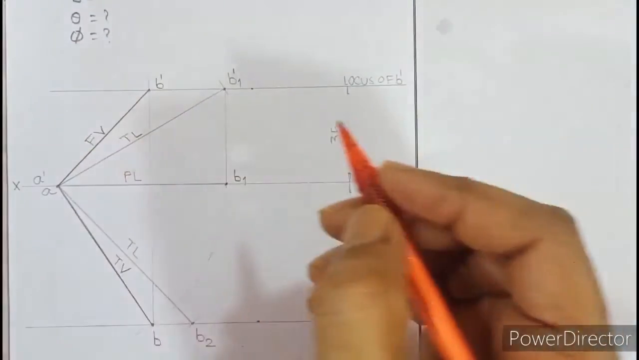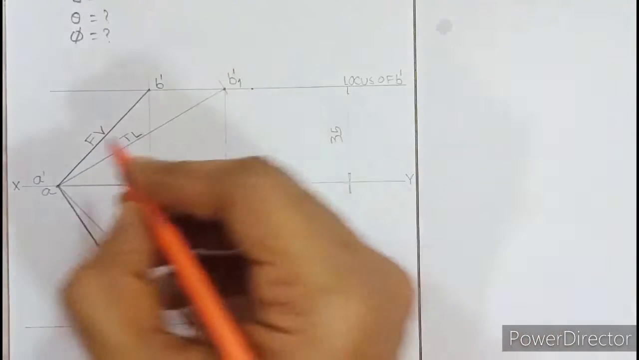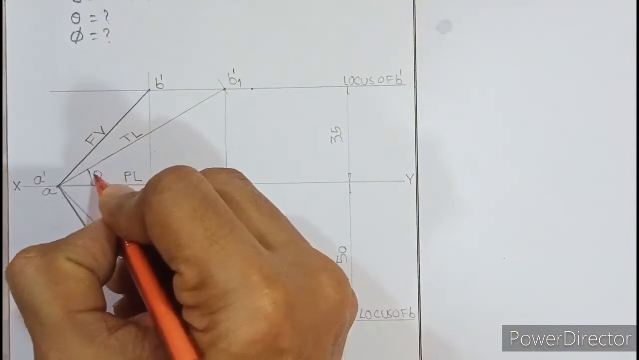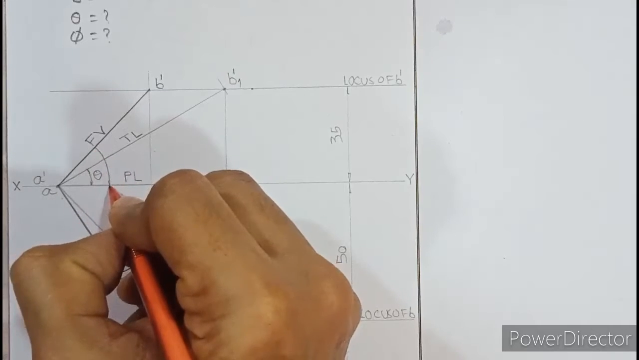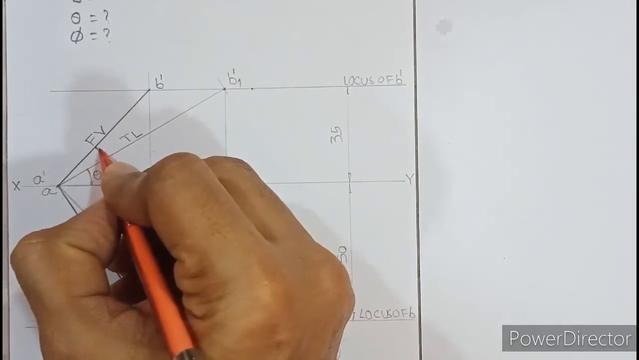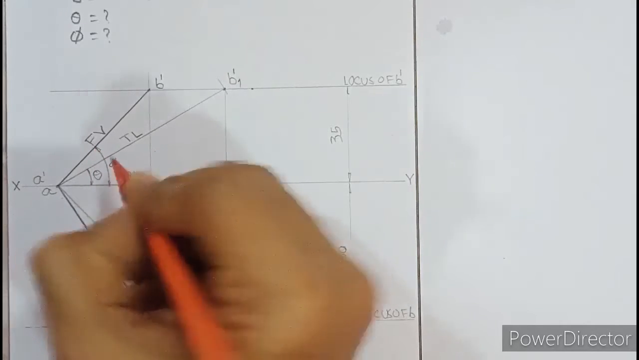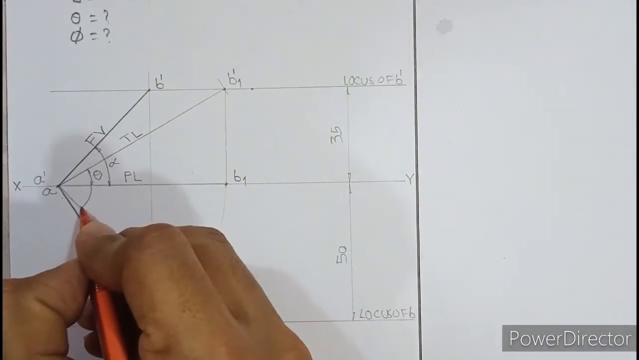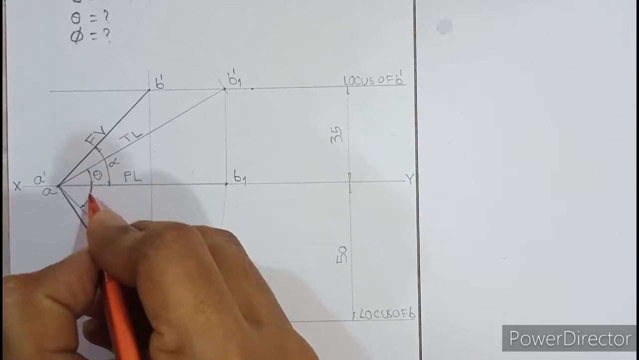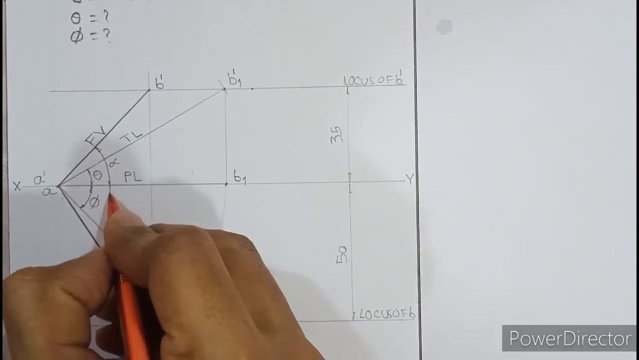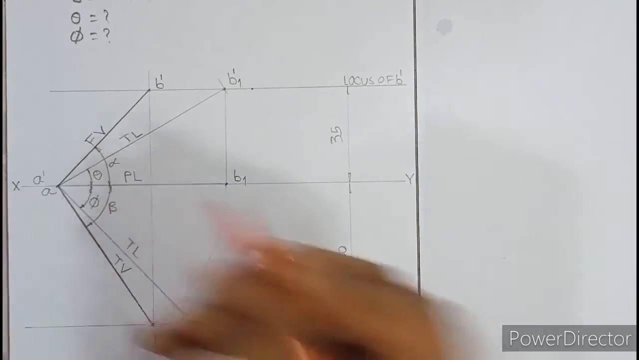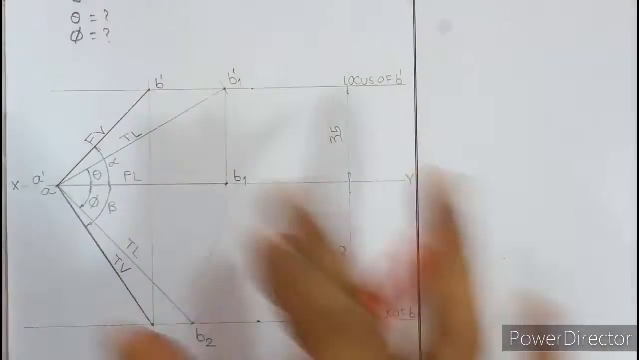Now they've asked you to find theta and phi, but remember what I told you: you have to compulsorily show all the angles. So this is theta, this is alpha. Front view always makes alpha, and theta is the true length. Do not write the values, just indicate the standard notation. So here this is phi and this angle is beta. So the drawing part is over.